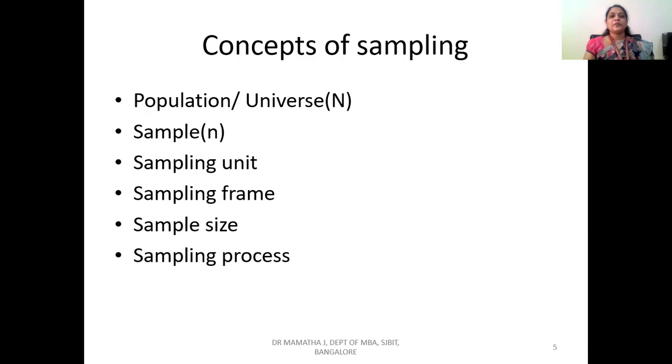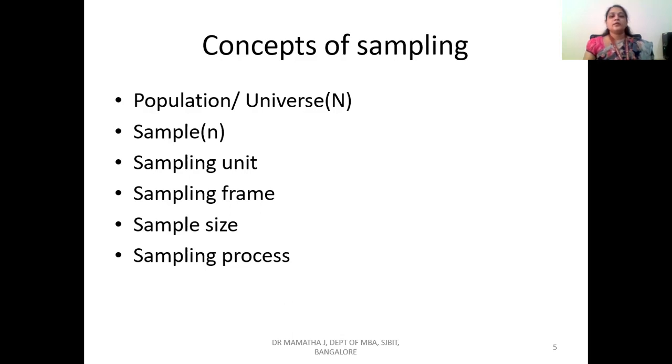Now the sample, as I told you, is nothing but a subset or a subgroup of the population. The population is the entire set of elements under your study which you have identified, but the sample is only a group of elements which you are selecting from the population or universe. It is represented as small n.